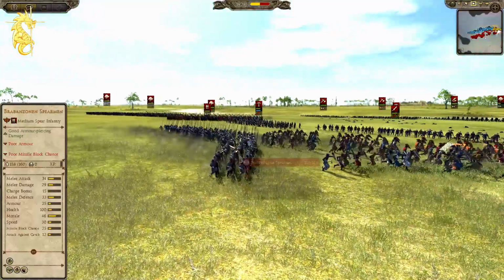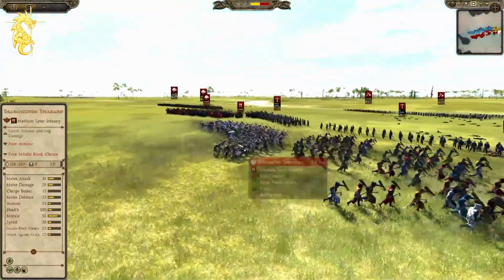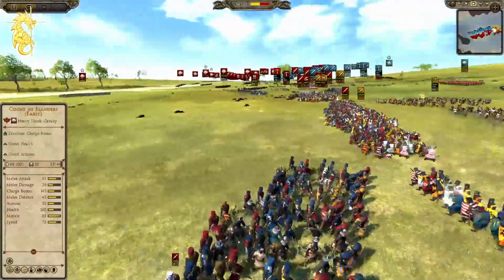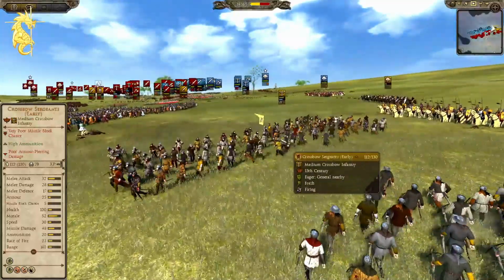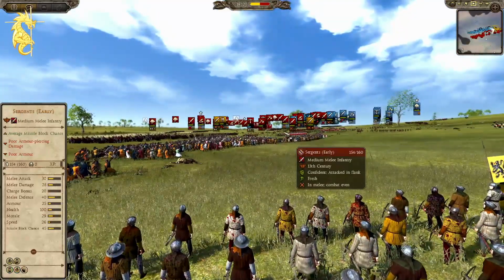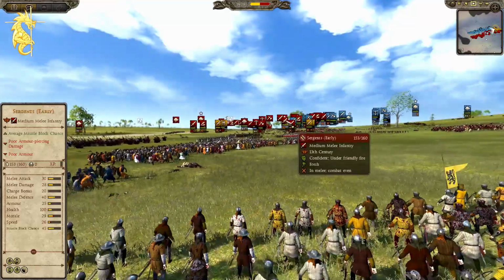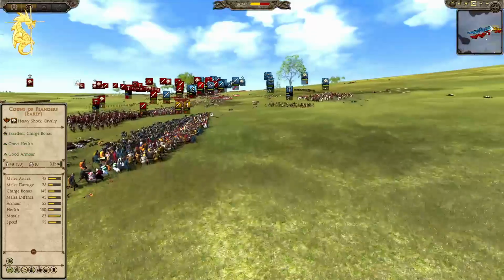Spear sergeants and some Brabanzonen spearmen. Probably butchered that. Ooh, the crossbow sergeants might have a really nice shot over into the back of the French line over there. There's some Burgundian sergeants that would be a pretty good place to shoot.